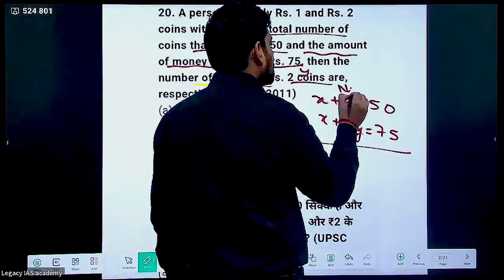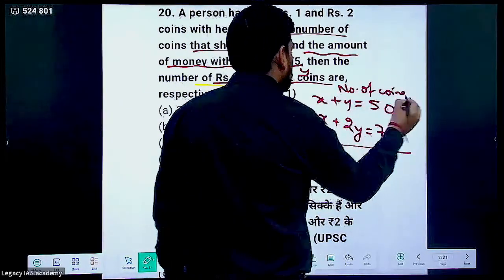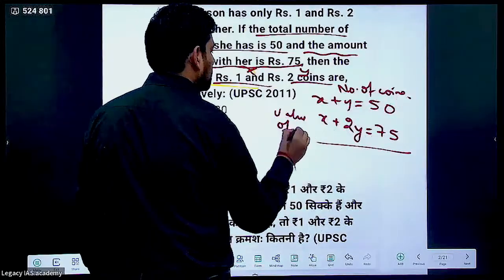This is number of coins now. This is number of coins. This one is value of coins.